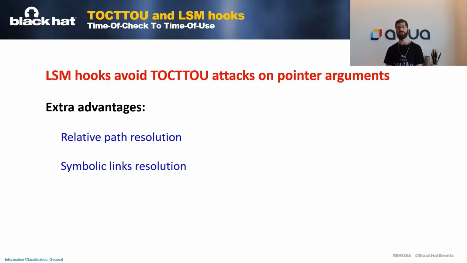So we've seen that LSM hooks can help us avoid TOCTOU, but they have some extra advantages. The main one being path resolution. Relative paths and symbolic links are already resolved in the kernel, so we are getting the absolute path of the binary to be executed.